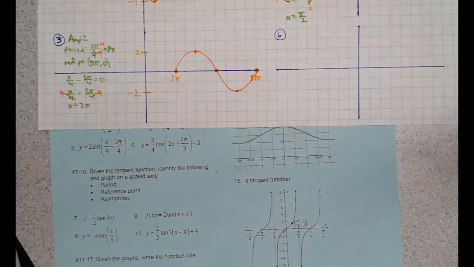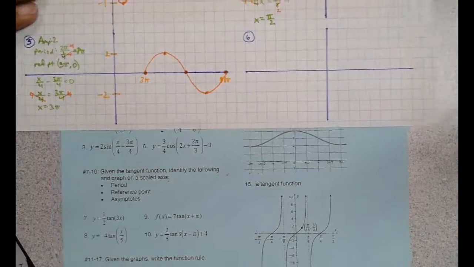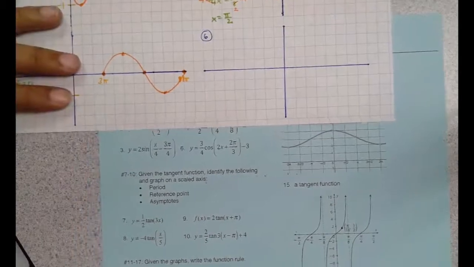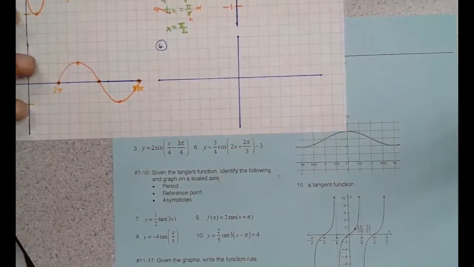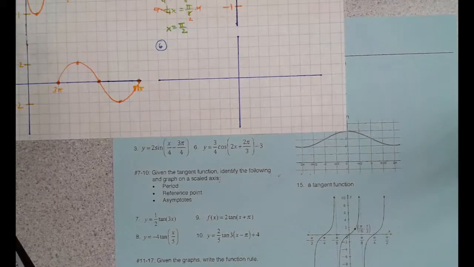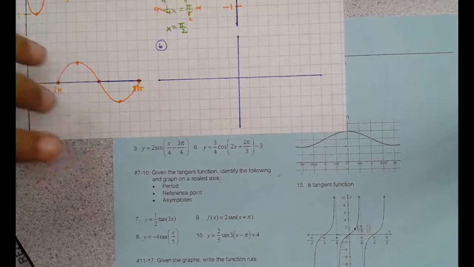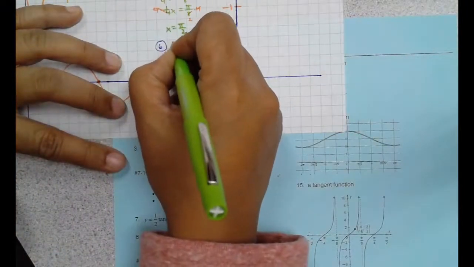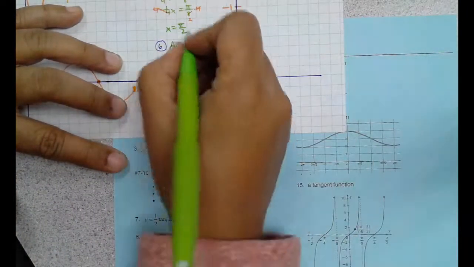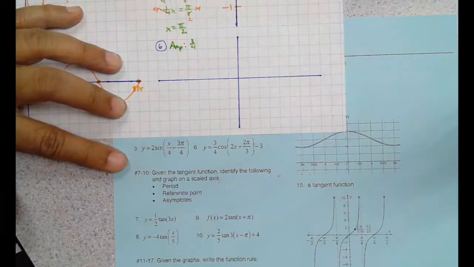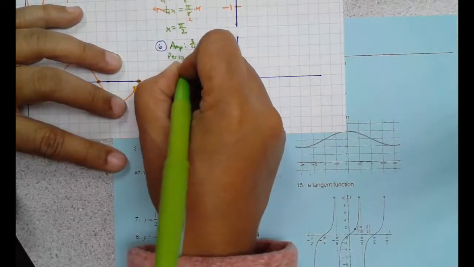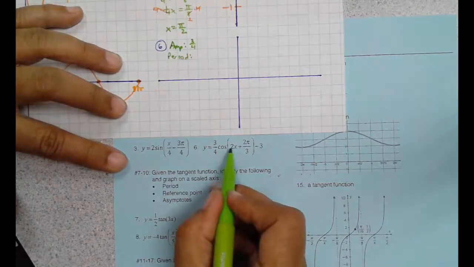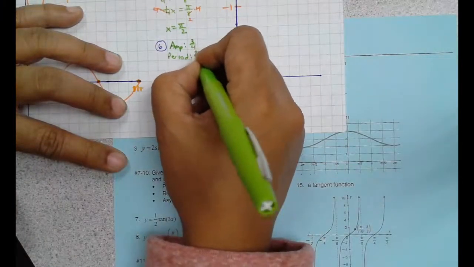Okay. And the last one is a cosine, which is not going to start on the reference point. Okay, so let's go ahead and figure this one out. Amplitude, that's 3/4, it's already positive 3/4. And then we have to find the period, which happens to be 2 pi over the b, which is 2. And 2 pi over 2 is just pi, so this is going to be a distance of pi.